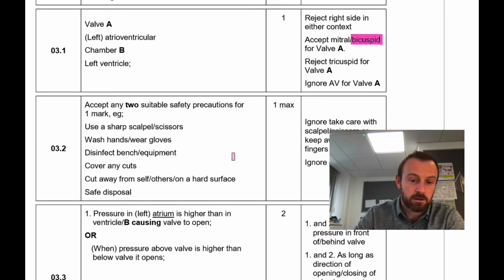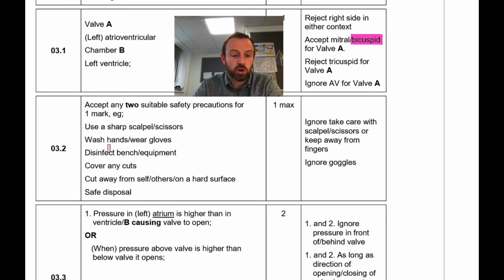Let's see. Yeah, you've got to have 2 of these. Sharp scalpel, wash hands or wear gloves, disinfect the bench or equipment. Cover any cuts, that is sensible. Cut away from self or others or on a hard surface and dispose safely. Interestingly, it says ignore goggles, because I imagine some people might have said that, but there's no dangerous liquids involved, so that's why goggles is not a prerequisite. Yeah.